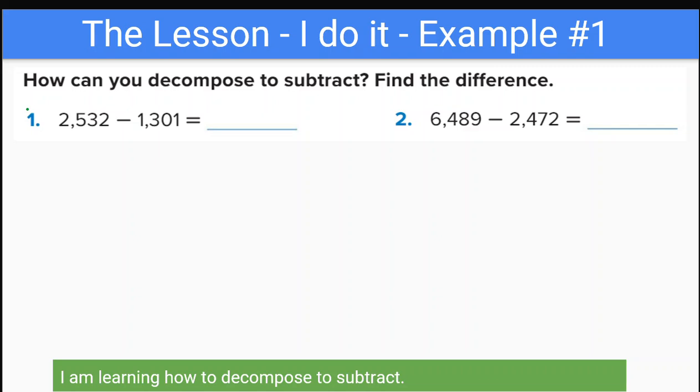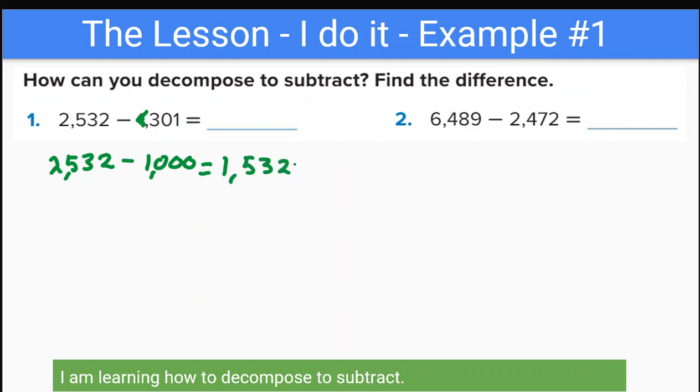Let's take a look at another example right here. Okay, so let's do this together right here. We have 2,532. So let's start with that, 2,532. Okay, take away, well, let's take away this 1,000 right here. Okay, fine, take away 1,000. Well, 2,532, take away 1,000 would leave you with 1,532.